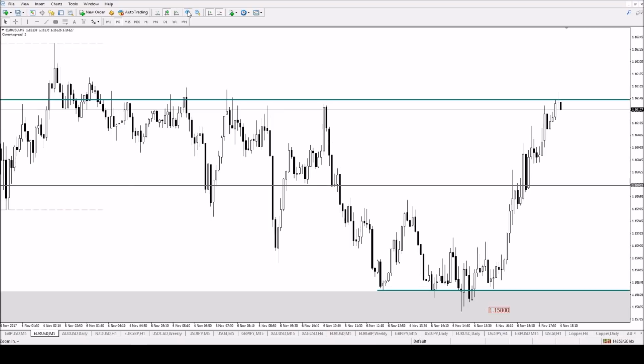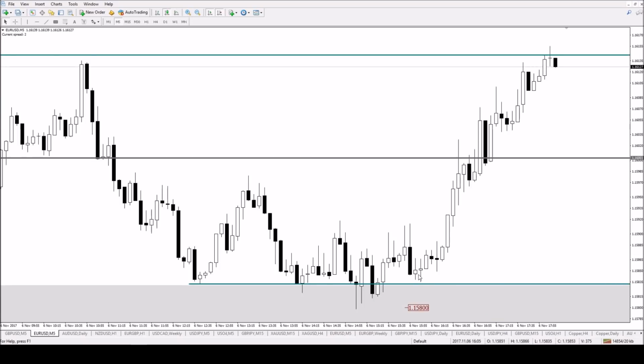So come to the 5 minute. Obviously it's an order block. As soon as this closed like this, I got long with a stop loss there, and it's pushed up nicely. Now I said it needs to get back above 1.16, and it's done that.